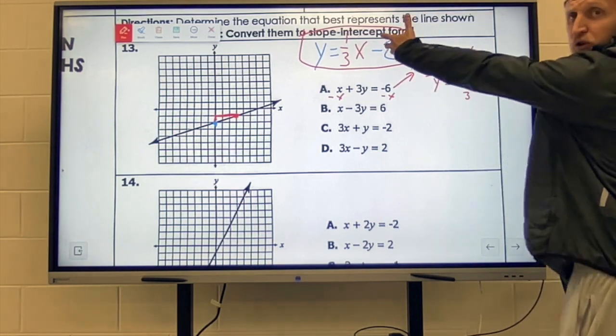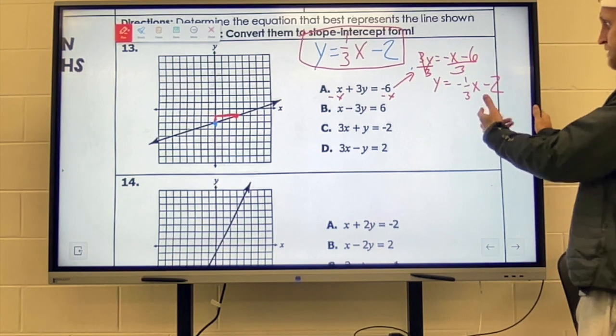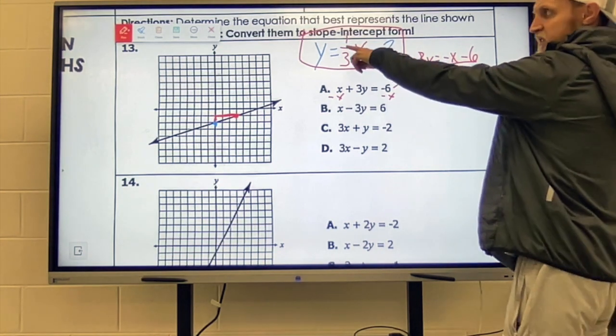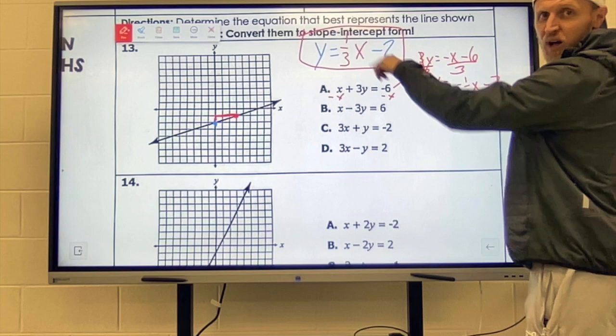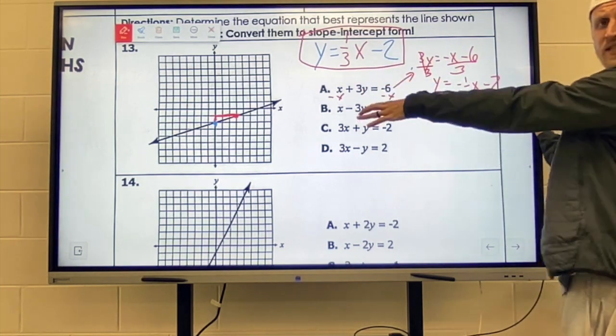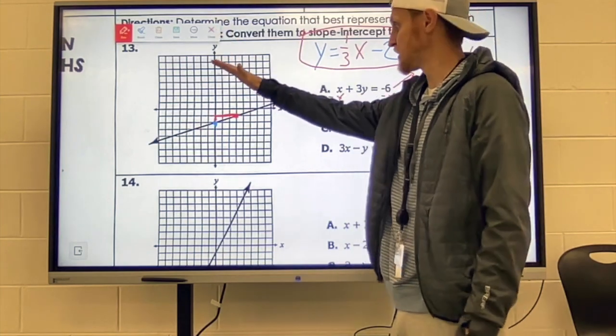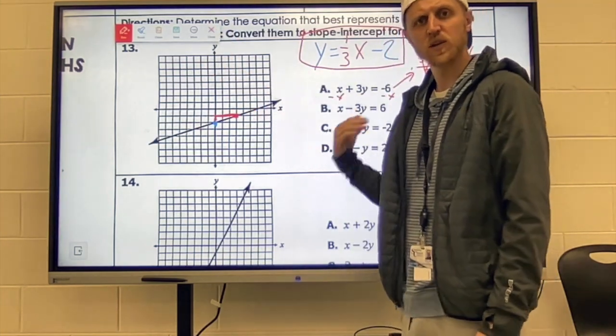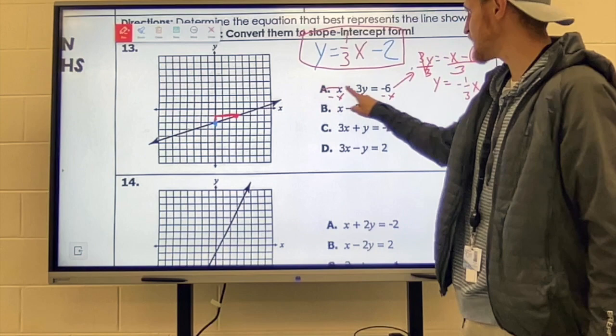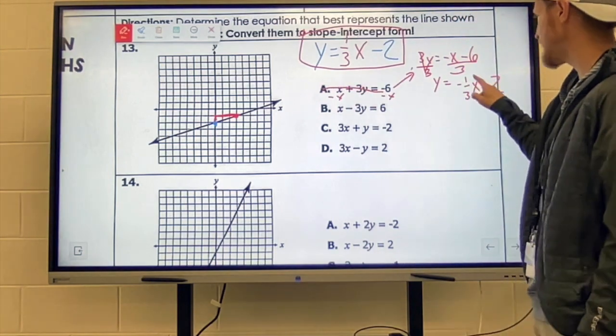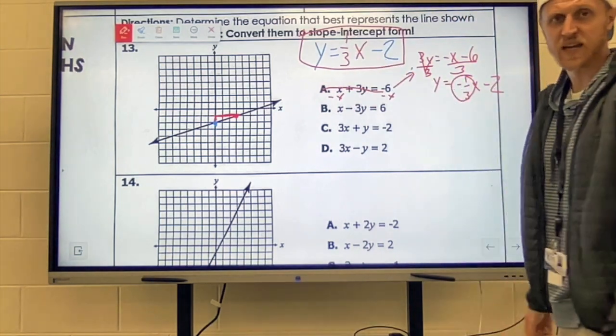Now that's really close to what I started with. The -1/3 is the problem, because really I needed a positive 1/3. This would have been a very similar line, but it would have been a line that instead of going up was going down. So that one can't be correct, and we can go ahead and mark it off, because we have something here that's not the same.